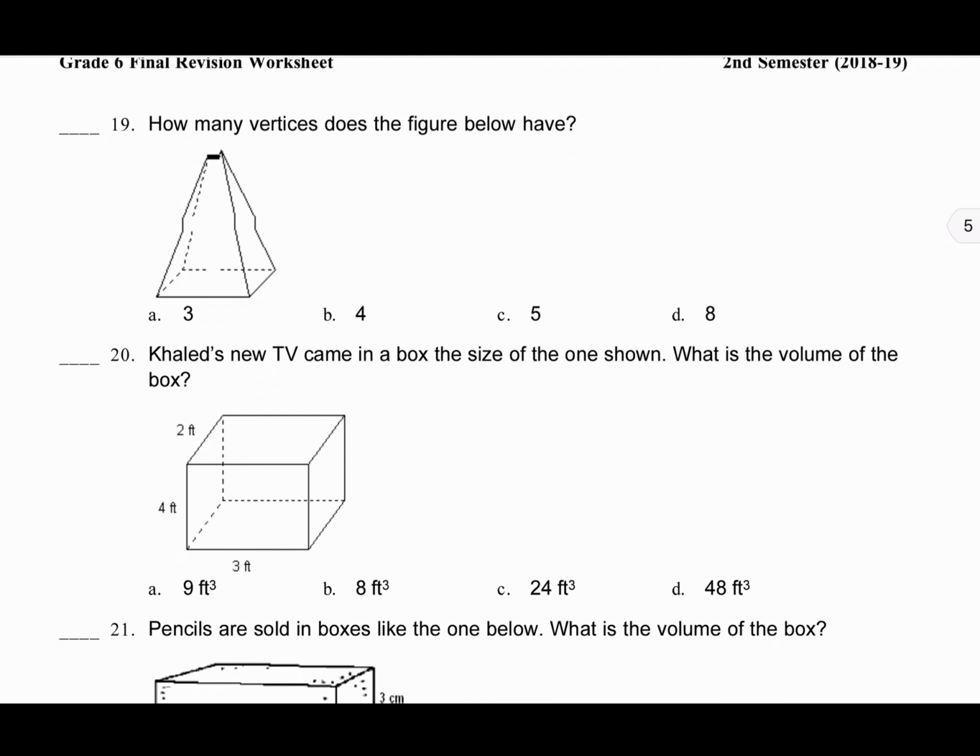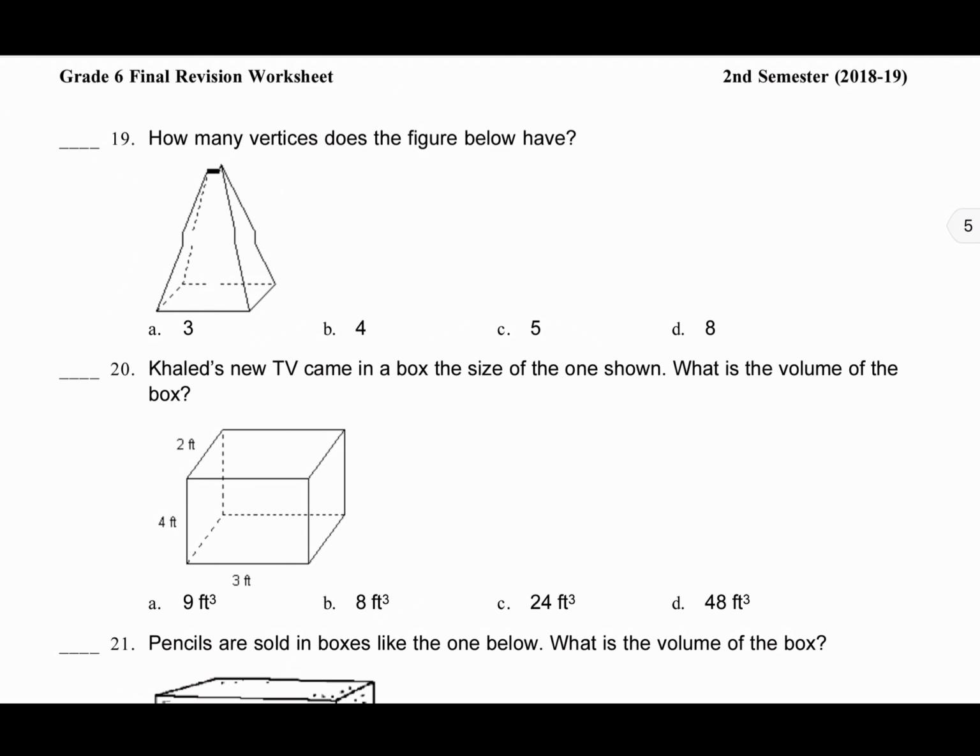Next question. How many vertices does the figure below have? Let us count how many vertices. 1, 2, 3, 4, 5. So we have 5 vertices.